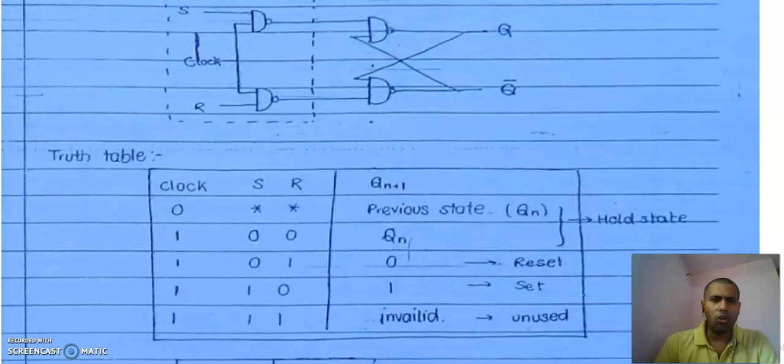We have taken the don't care. If S and R are 00, 01, 10, or 11, we combine them all in one group, which is represented by don't care. So if clock is 0, irrespective of S and R value, in a NAND gate, if any input is 0, we will get output as 1.